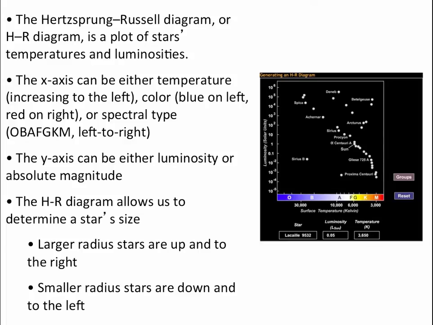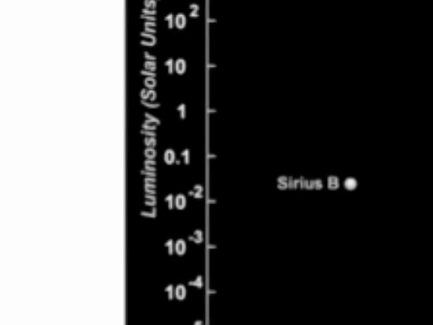So this summarizes what we've talked about so far. We're plotting stars' temperatures versus their luminosities. The x-axis can be temperature or color or spectral type. The y-axis can be luminosity or absolute magnitude. And one thing that we can instantly begin to do is realize that, from what we learned about the Stefan-Boltzmann Law, this diagram can help us determine a star's size.